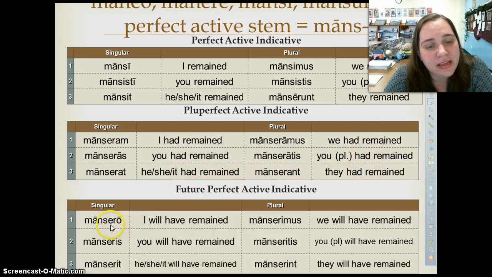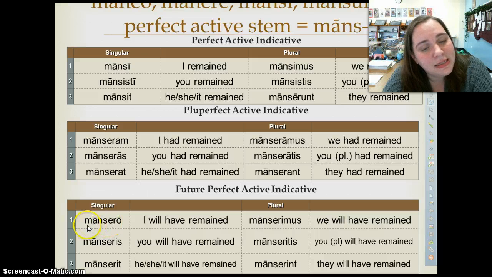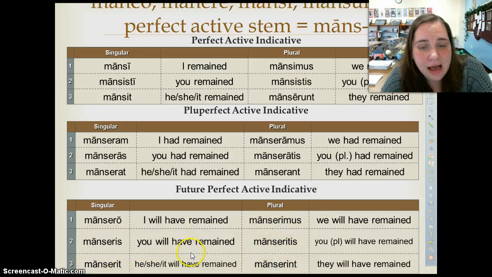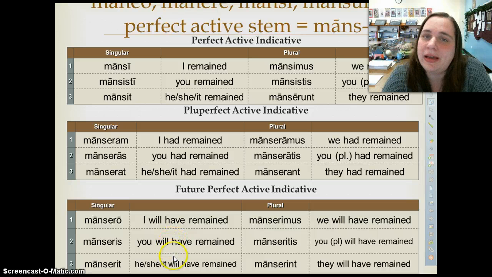Future perfect, we add the future perfect active endings to mans. So it's manserō, manseris, manserit, manserimus, manseritis, manserint. And this is going to translate, I will have remained, you will have remained, he, she, or it will have remained.